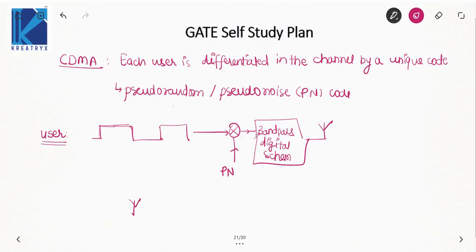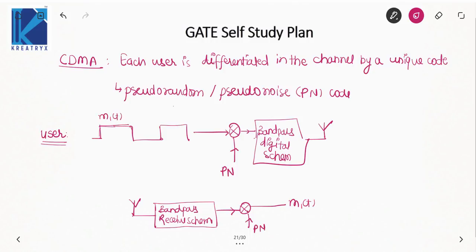At the receiver, we have a band pass receiver scheme, and the same pseudo random code is multiplied here. Then we again get the original message signal which was transmitted. So this is a very simple technique.